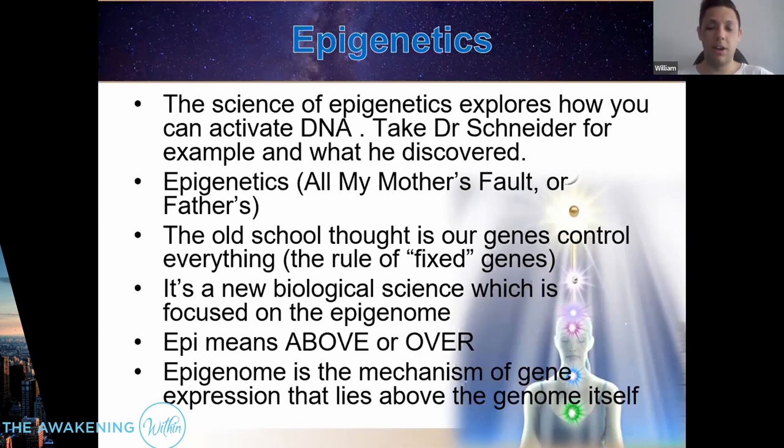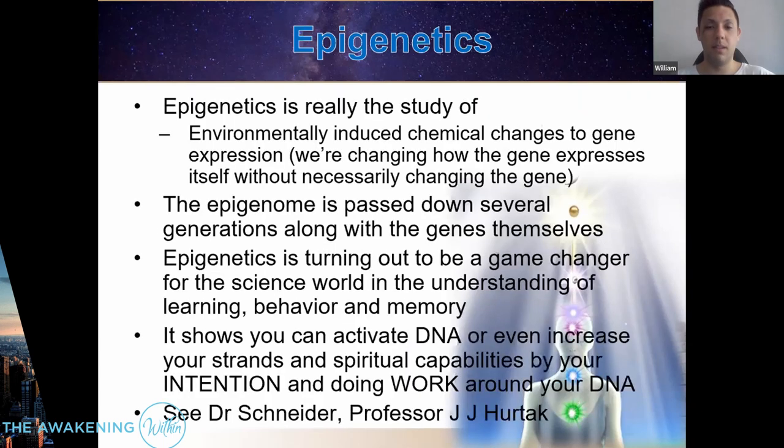There's a new biological science, however, which is focused on the epigenome. Epi means above or over. The epigenome is the mechanism of gene expression that lies above the genome itself. Really, epigenetics is the study of environmentally induced chemical changes to gene expression. So we're changing how the gene expresses itself without necessarily changing the gene. In other words, we're not completely changing it, like removing the gene we have and putting in a whole new one. We're basically changing how the gene expresses itself and how it manifests into our reality.